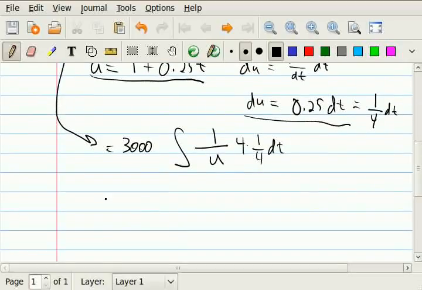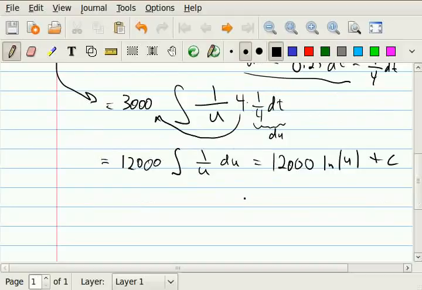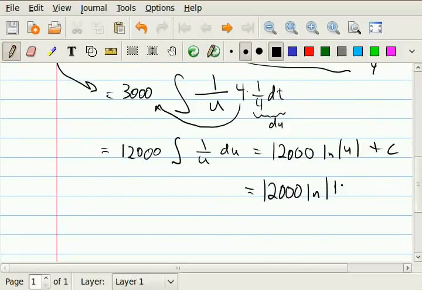So if we do that, we'll factor that 4 outside, and we'll get 4 times 3,000, that's 12,000, times the integral of 1 over u du. So that's 12,000 times the natural log of the absolute value of u, plus c. And if we go back and look, we need to replace u with what it was chosen to be, which was 1 plus 0.25t. So actually we're not done with part A, but we're really close.